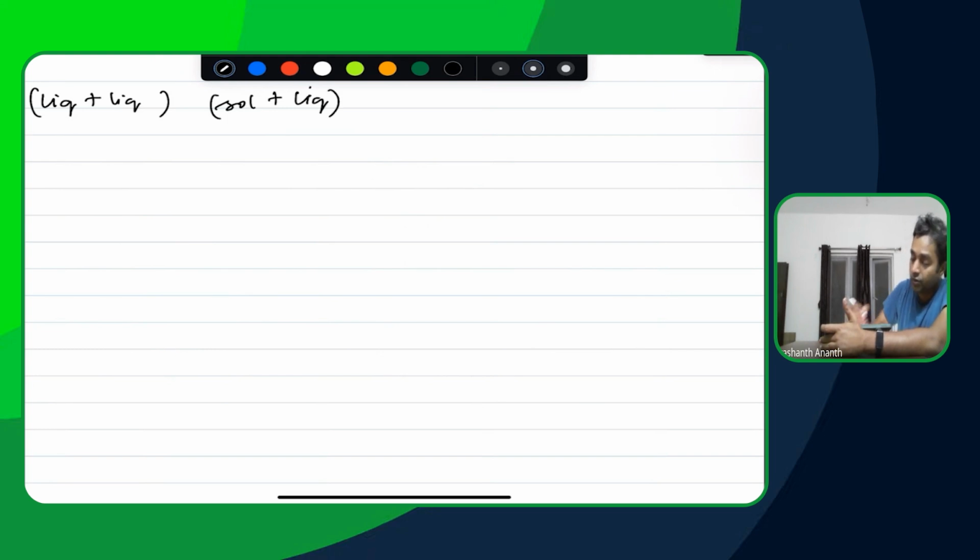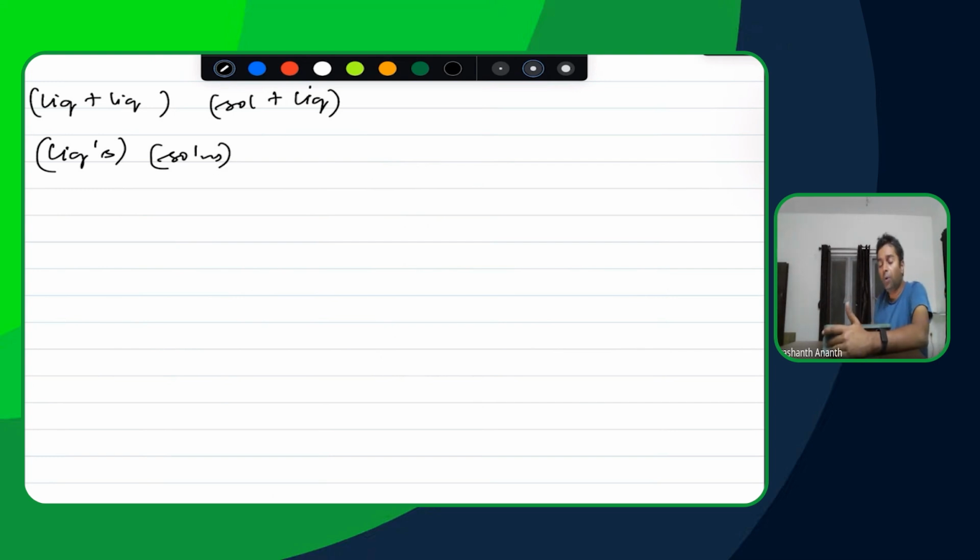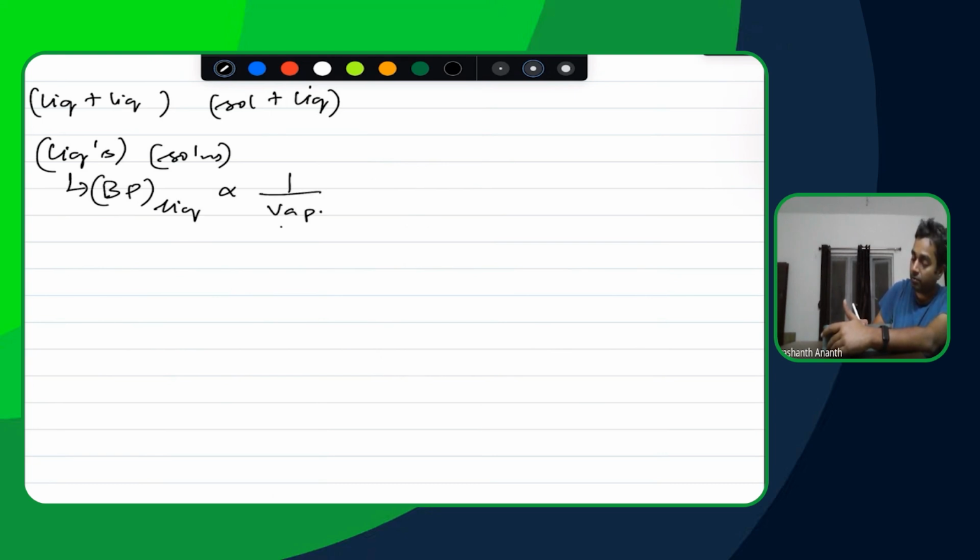Now, when it comes to solid liquid solution over here, what happens is by this time, we have started learning more about liquids and solutions. What have we learned about for a liquid here? We have learned that boiling point for a liquid is going to be inversely proportional to the vapor pressure of the liquid. That is what we have come to understand over here.